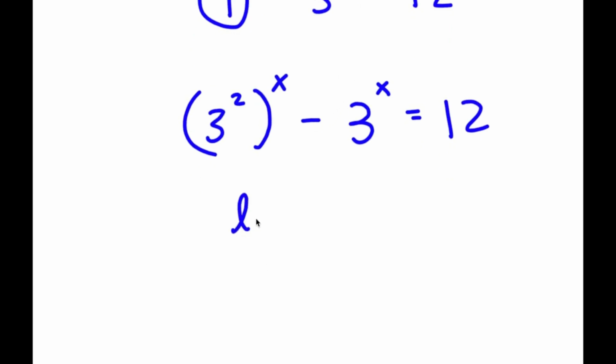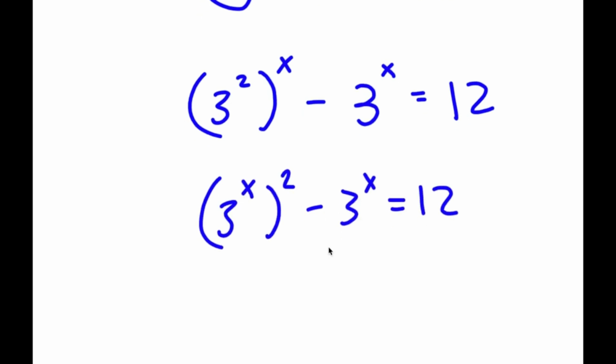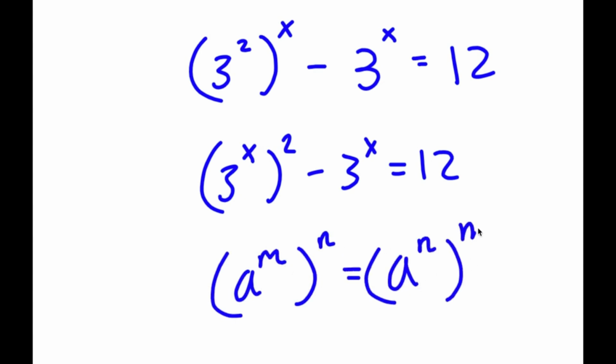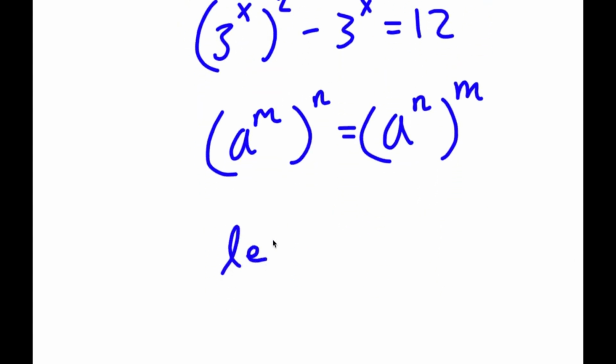Now I'm going to rewrite 3 to the power of 2 to the power of x as 3 to the power of x to the power of 2. Because if I have something in the form a to the power of m to the power of n, this is also equal to a to the power of n to the power of m. So now I'm going to let 3 to the power of x equal to the variable y.